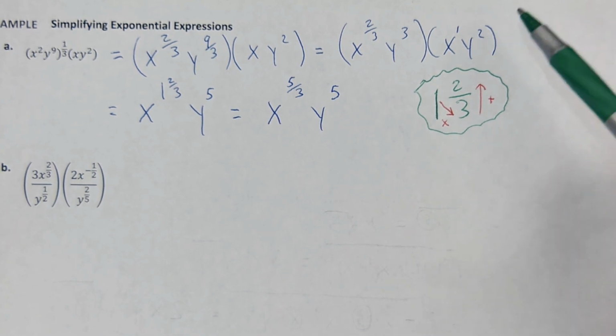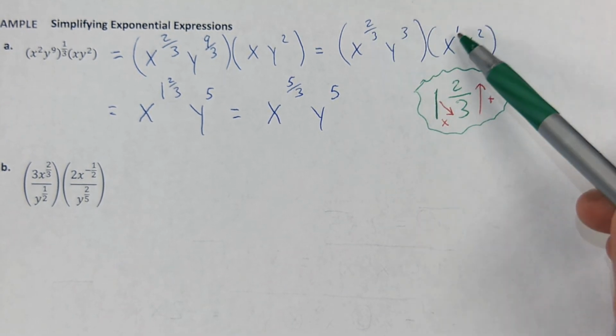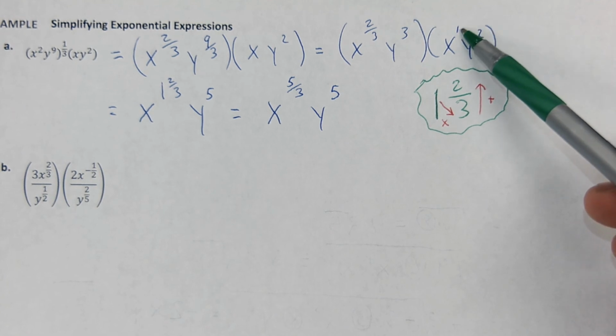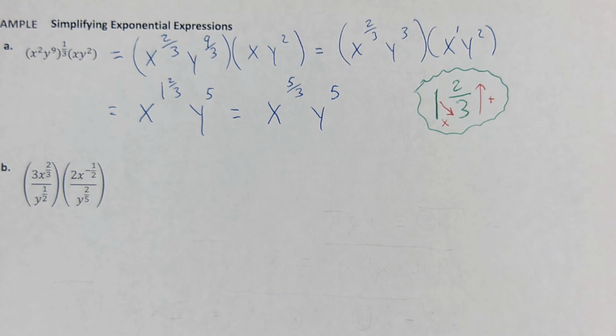Or you could have found the least common denominator between 2/3 and 1. So you could have said this 1 was actually 3/3. And you have 2/3 plus 3/3, 5/3. Either way, you pick one. As long as you can get to the right answer, I'm happy.